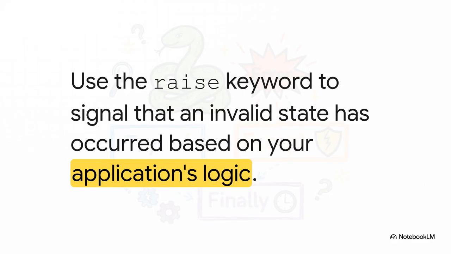Take a look at this check_age function. Syntactically, the code's fine, but our application has a business rule. You have to be 18 or older. So, by using the raise keyword, we can enforce that rule ourselves. We are intentionally creating an error if the age is too low. We're not just reacting anymore, we're proactively making our code more robust.